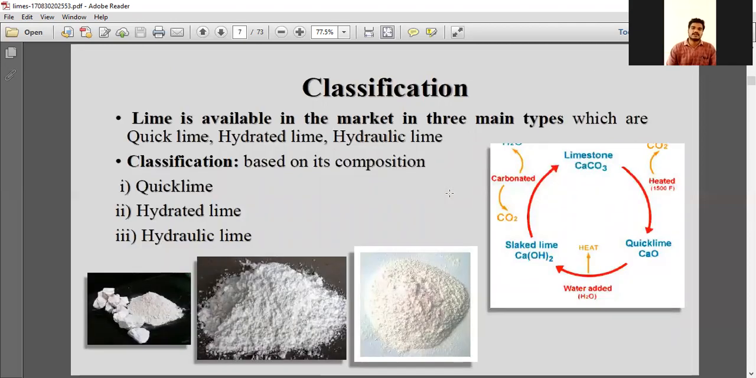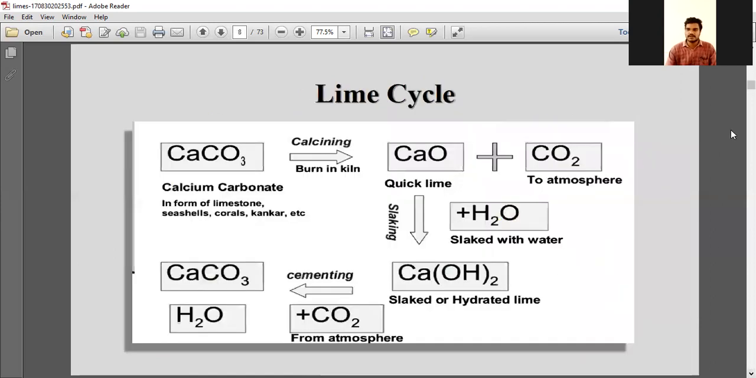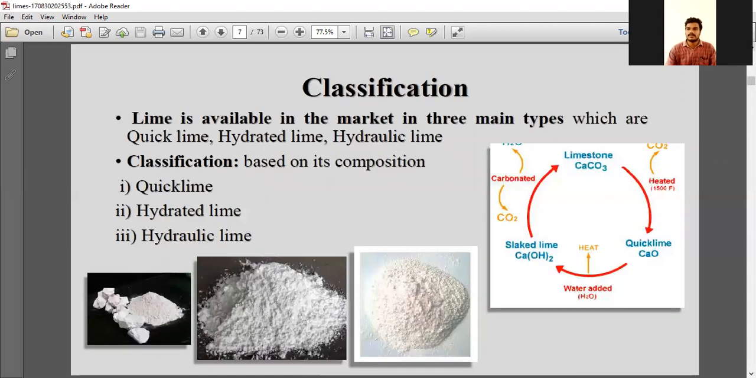Lime is classified into three types: quicklime, hydrated lime, and hydraulic lime. Generally, lime is available in the market in these three main types.